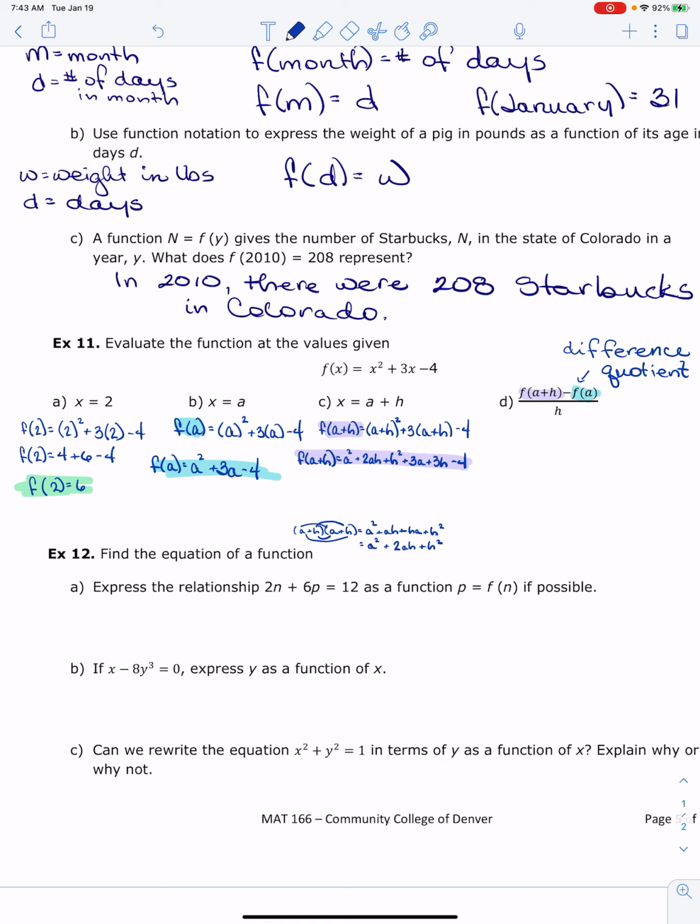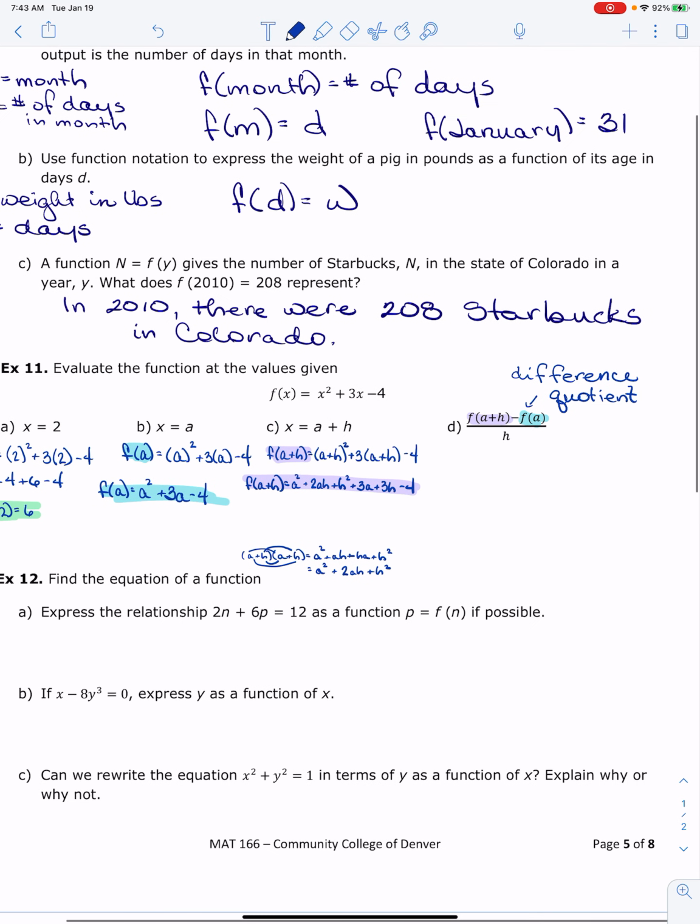Okay? So we are going to go ahead and substitute in what we have here. I've got f of a plus h, and I will try to color coordinate, and I'm going to go ahead and wrap this whole thing in parentheses so I don't get myself confused. So I've got my plus 3a plus 3h minus 4. And then it says we're going to subtract f of a. I'm going to put that in parentheses as well. That's a squared plus 3a minus 4. Right in under the wire, that is all over h.